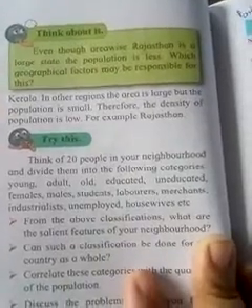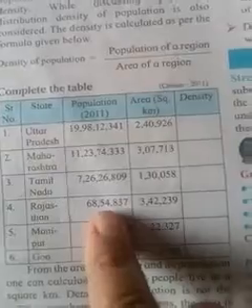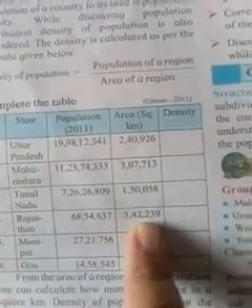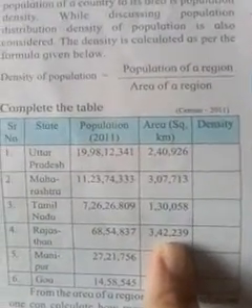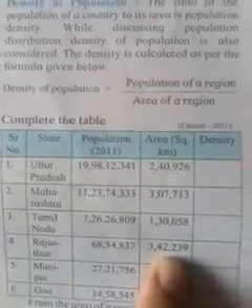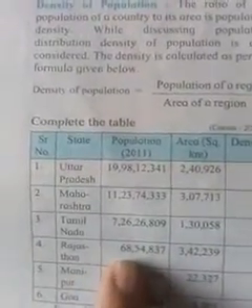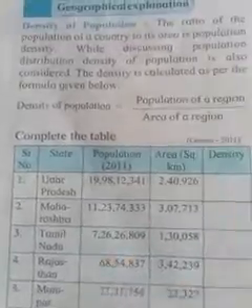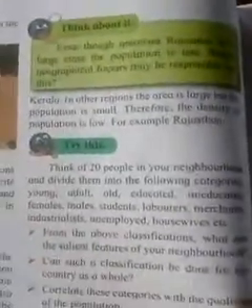For example, Rajasthan. Here the area in kilometers is larger but the population is less. Automatically the density of population is also low in these places.